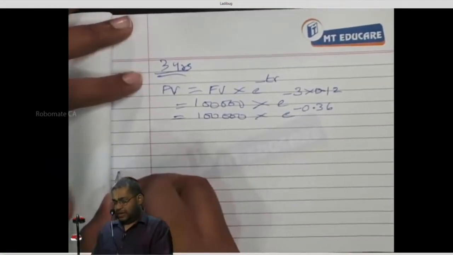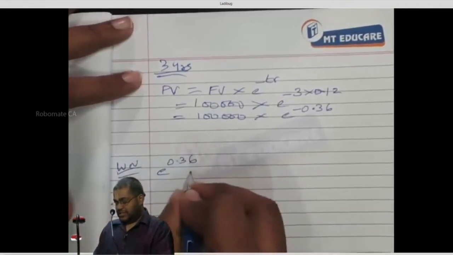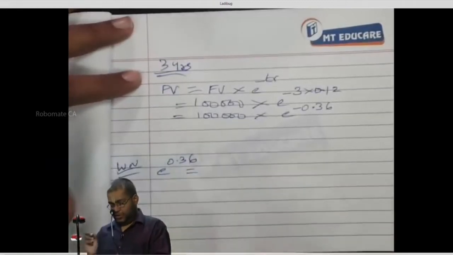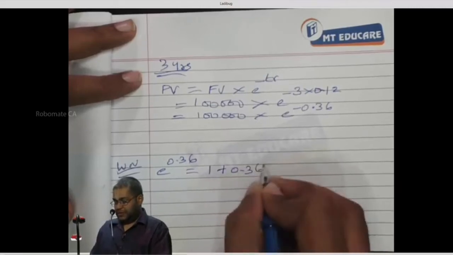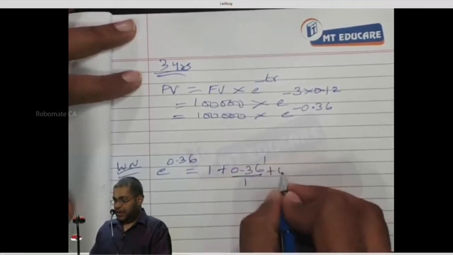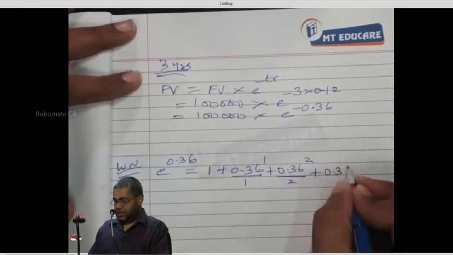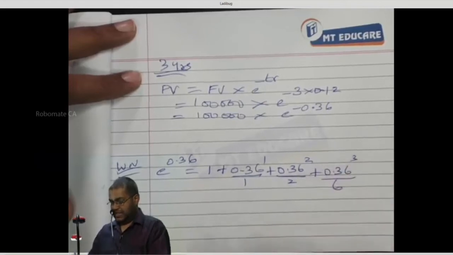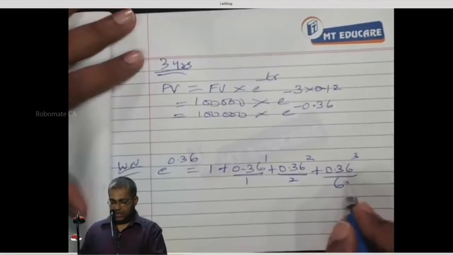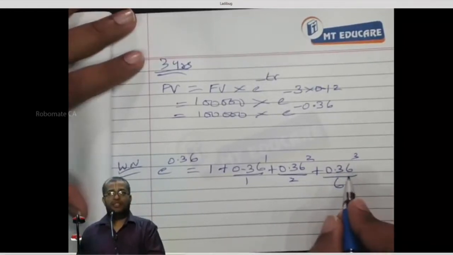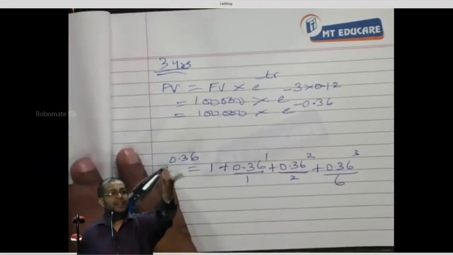Now write the working note. e power 0.36, we are going to do it together. e power 0.36 is equal to 1 plus 0.36 power 1 by 1, plus 0.36 squared by 2, plus 0.36 cube divided by 6. Everybody understanding and writing or not? Can I proceed?